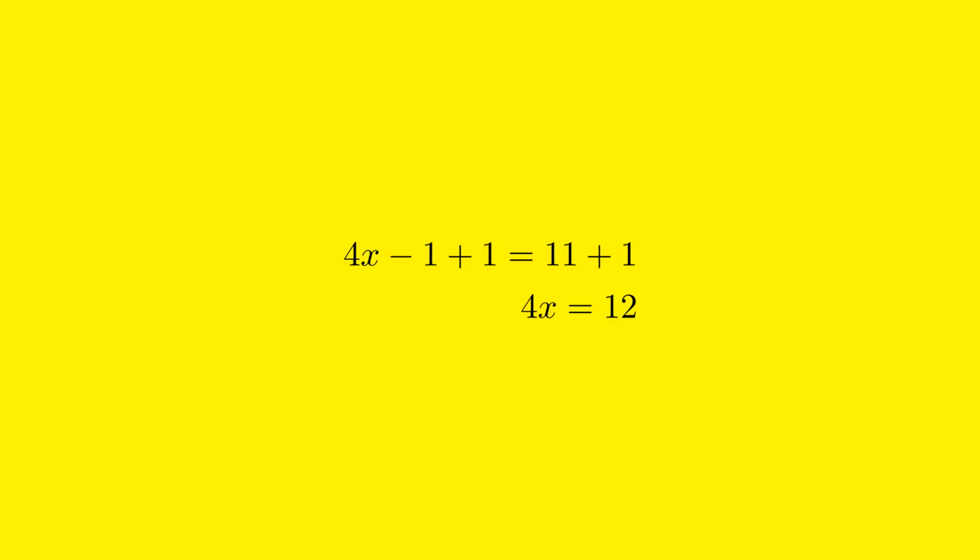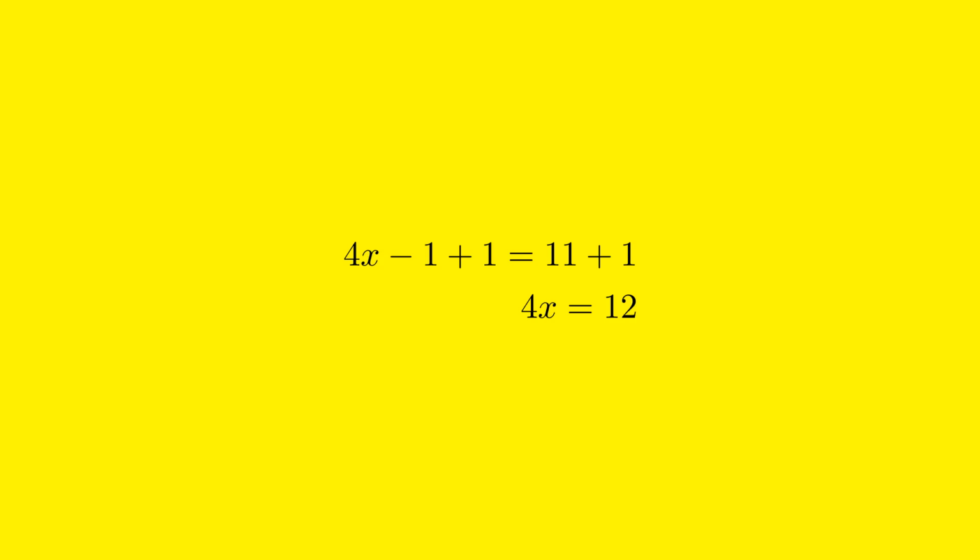Step 1. We start with the equation 4x minus 1 equals 11. Our goal is to isolate the variable x on one side of the equation. To do this, we first need to get rid of the minus 1 on the left side. We can achieve this by adding 1 to both sides of the equation. So we add 1 to 4x minus 1, and we also add 1 to 11. This action will cancel out the minus 1 on the left side.